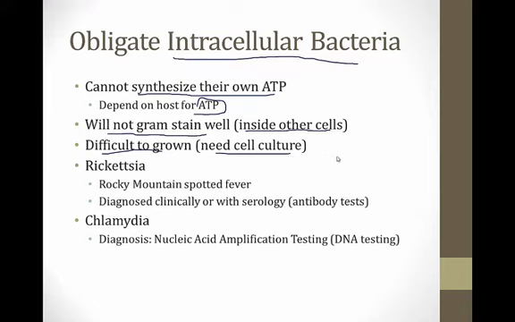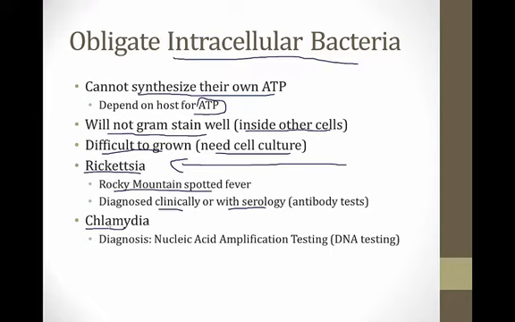And the two most important obligate intracellular bacteria for you to know about are Rickettsia and Chlamydia. So Rickettsia causes Rocky Mountain spotted fever. We'll talk about this in another module. But the one thing you should know is it's diagnosed either by clinical symptoms or with serology, which are antibody tests. It's not diagnosed by culture, and that's because it's intracellular and it's hard to grow.